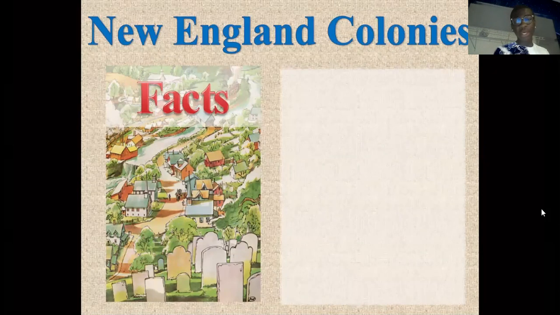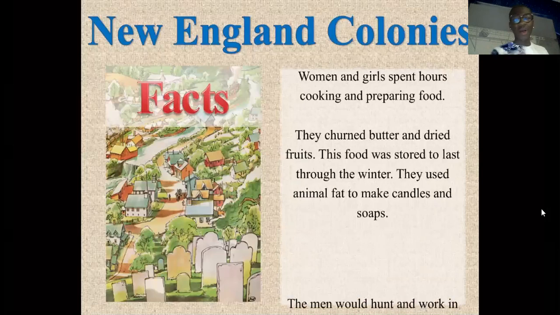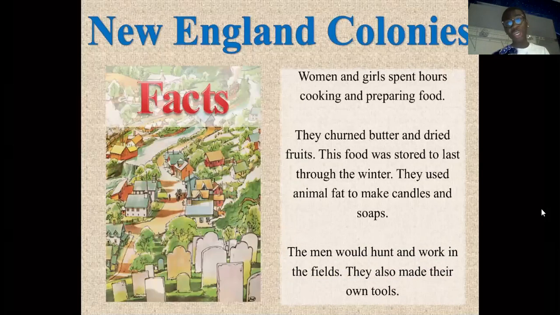Here's some more facts for you. Women and girls spent most hours cooking and preparing food. They churned butter and dried fruits. This food was stored to last through the winter. They used animal fat to make candles and soaps. The men would hunt and work in the fields. They also made their own tools.